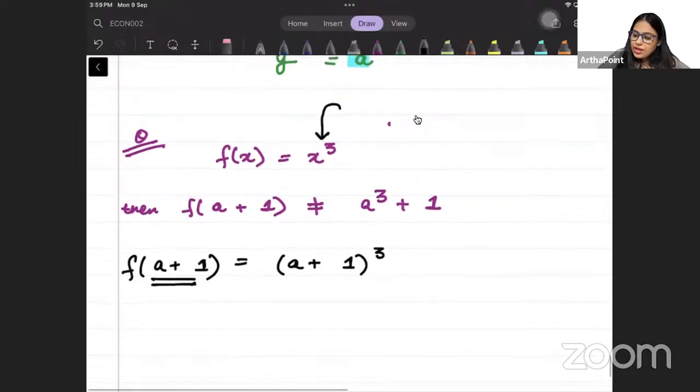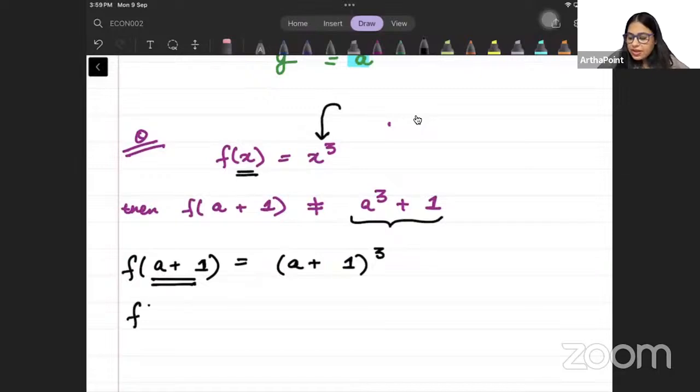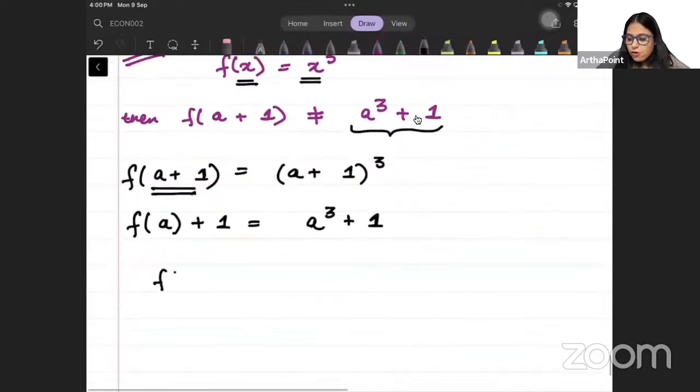Okay. And when we are writing a cube plus 1, माने here instead of x मैंने a लिखा होगा and then मैंने plus 1 बाद में किया होगा. So just see here, if instead of x I write a, I will get a cube and then I am adding 1 to it. Understanding? So f of a plus 1 is not equal to a cube plus 1.